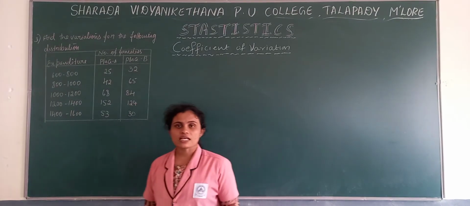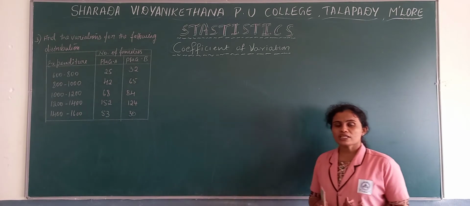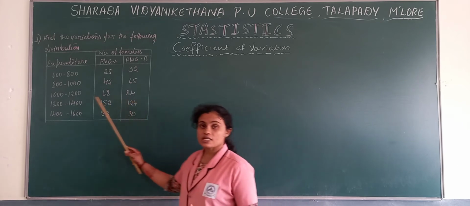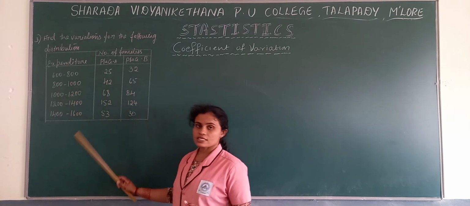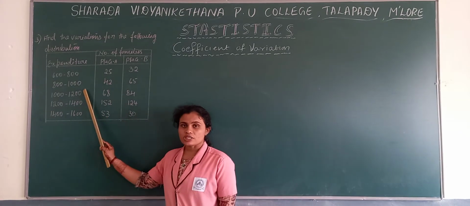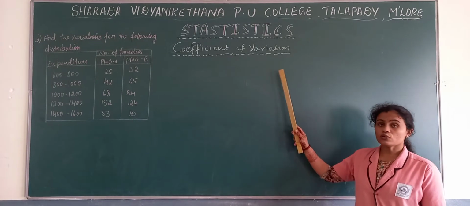And in the last class we discussed two problems under coefficient of variation. One is of the type of ungrouped data and one more is grouped data, but it was in the discrete series. Now today we will see the grouped data continuous, how to find out coefficient of variation.